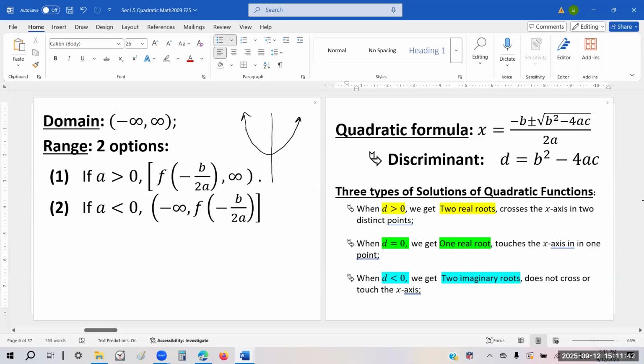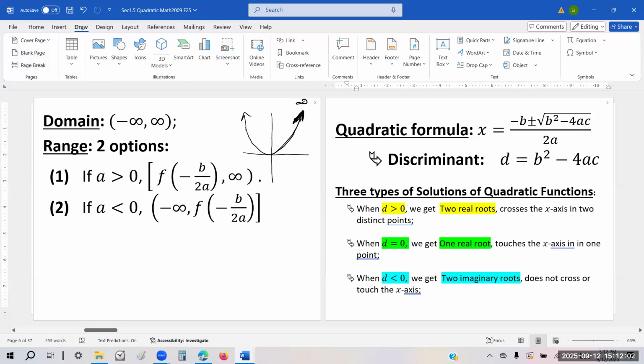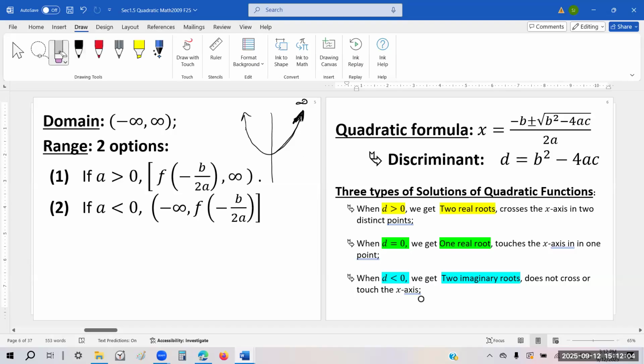For example, for range, if you have an upward parabola, your range is, for the highest y value, you have infinity, because the y is going on the upper side forever. And let me actually erase this. And the range, it depends on the y value of your vertex.